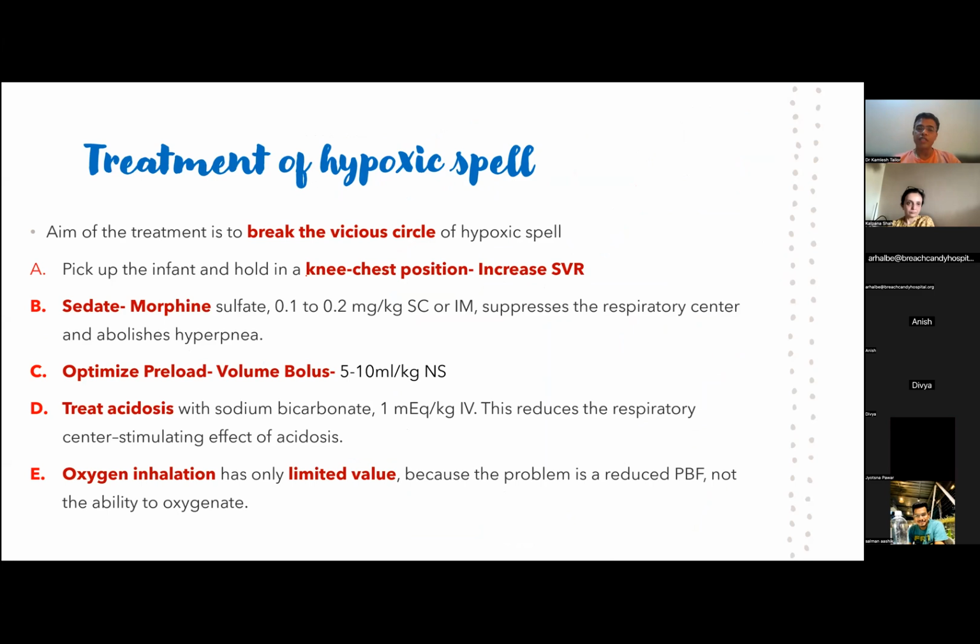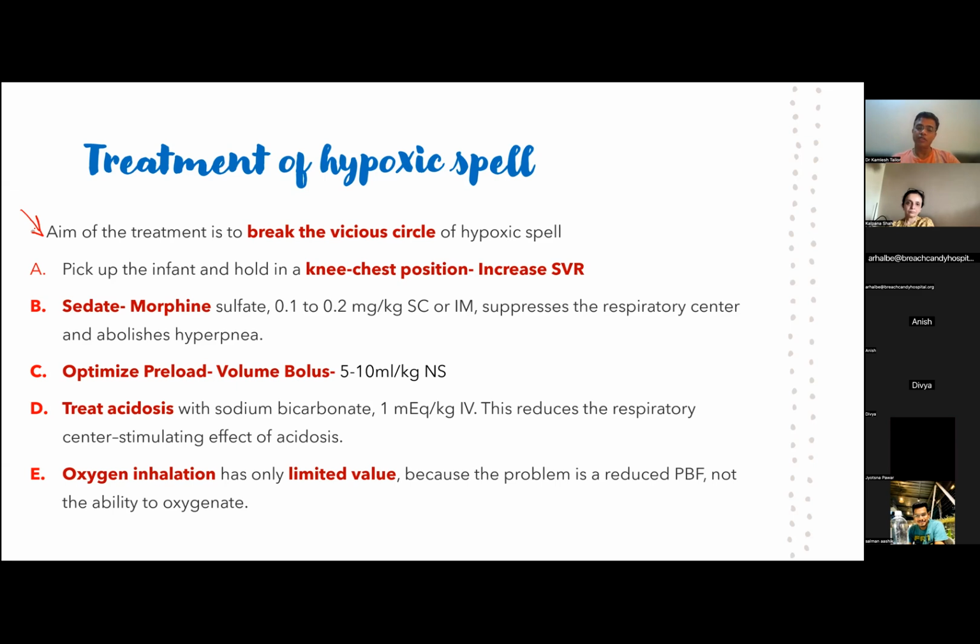So what are the treatment options for hypoxic spell? Obviously, as I mentioned, the aim is to break the cycle. If the child comes either in the OPD or in the ICU, one can start with the knee chest position.